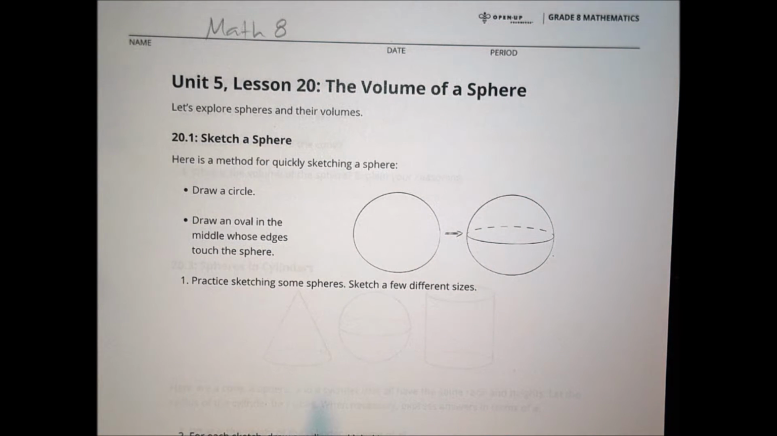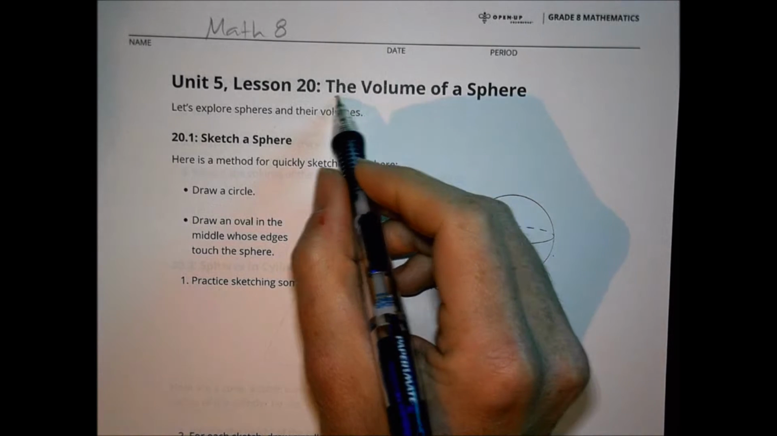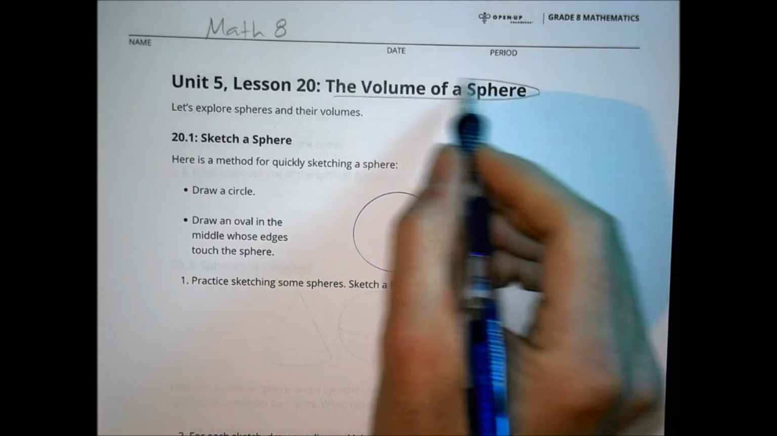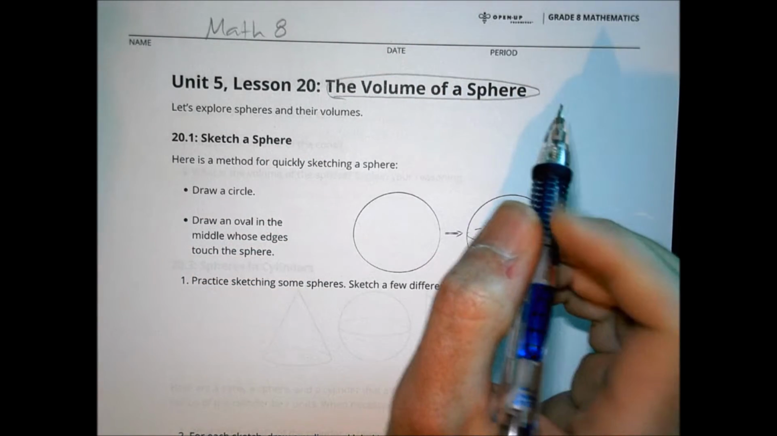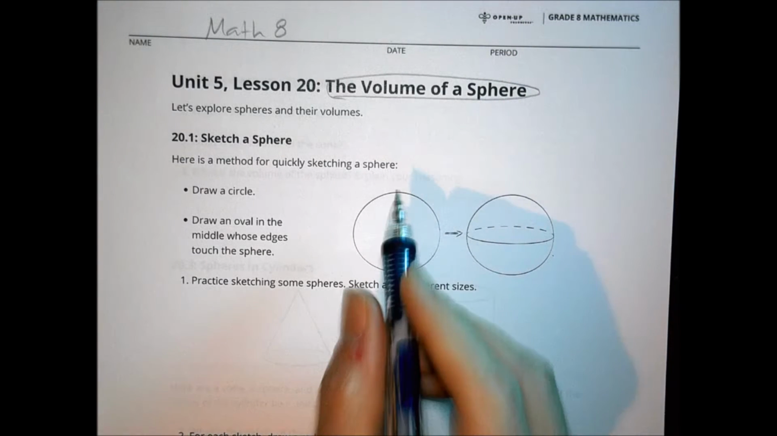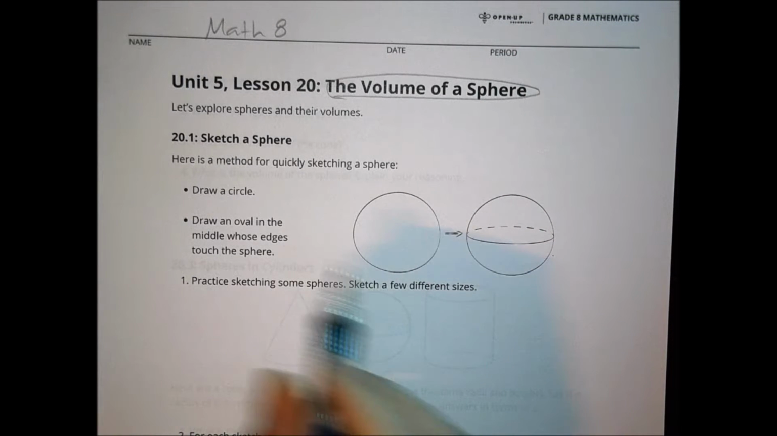Hey, this is Math 8, Unit 5, Lesson 20, talking today about the volume of a sphere. So we're actually going to calculate the volume of spheres today. And so here we go. So first of all, we did a little lesson on how to sketch a sphere.